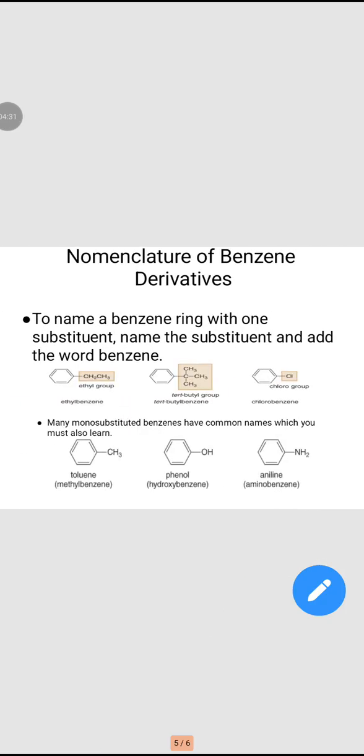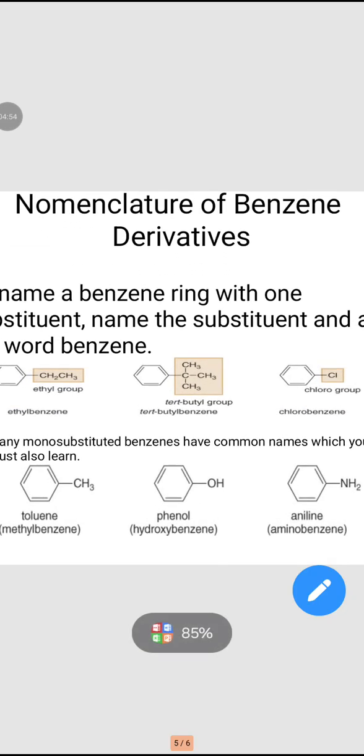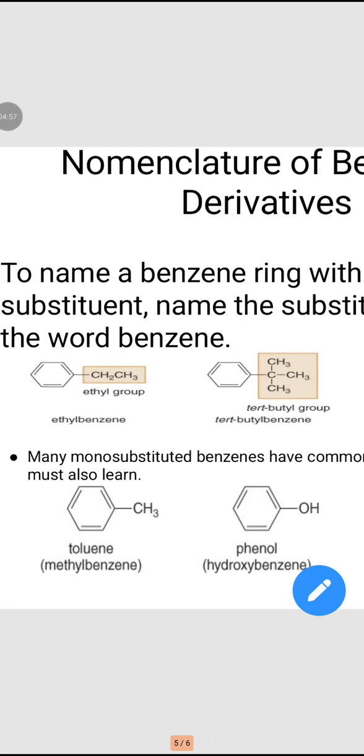The nomenclature of benzene derivatives. To name a benzene ring with one substituent, name the substituent and add the word benzene. When only one substituent is present, the name is the substituent first and then the word benzene. For example, a benzene ring attached to an ethyl group, CH2CH3, is named ethylbenzene.